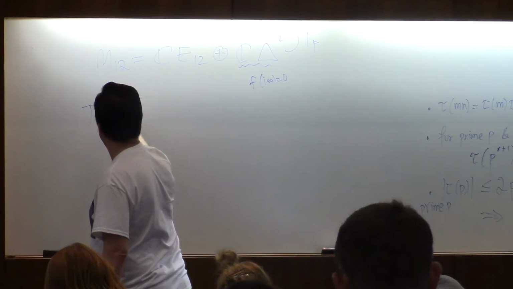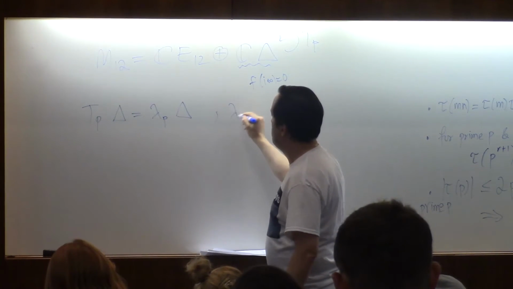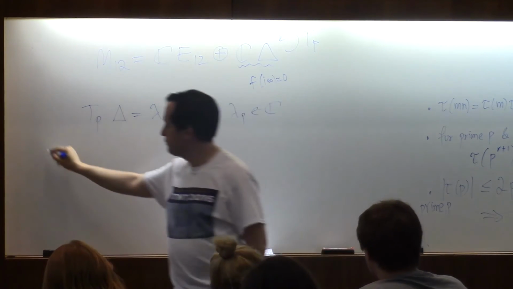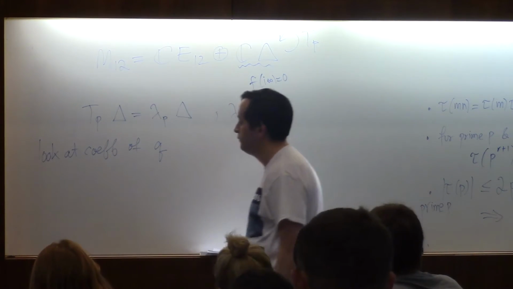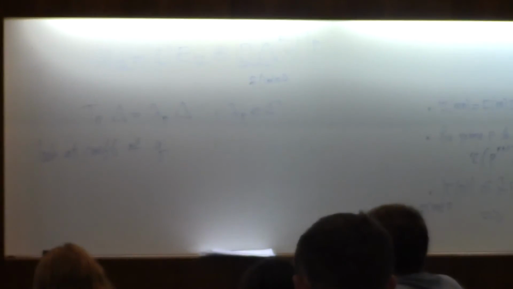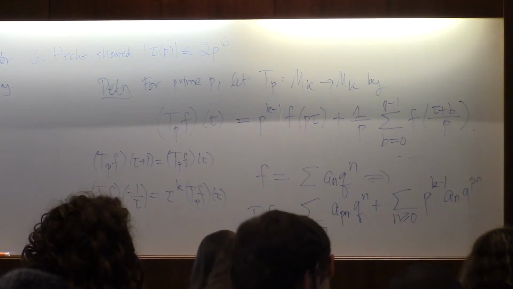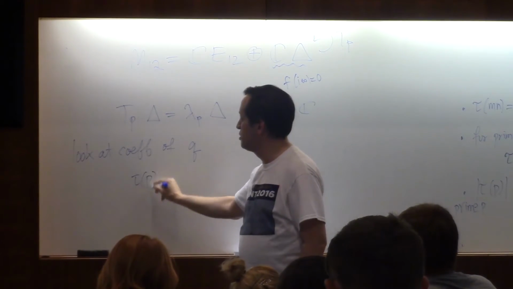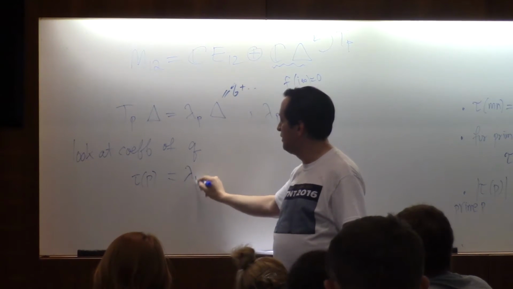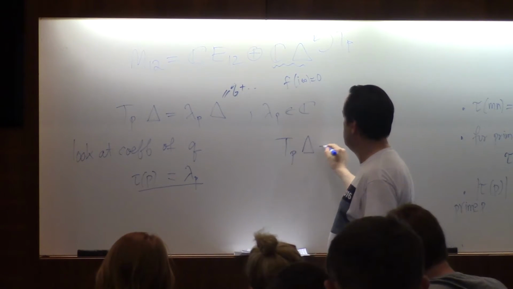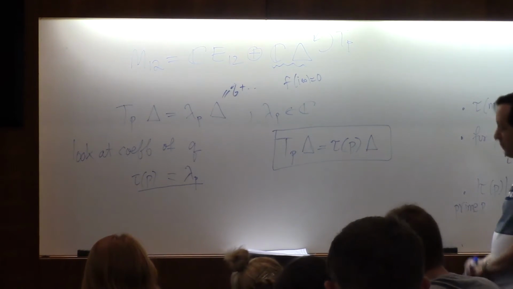So we get, since it's a one-dimensional space, that T_p delta has to be a scalar multiple of delta for some complex number lambda_p. Look at the coefficient of q. What's the coefficient of q in T_p f? You never get a q to the first from the second sum, you just get a_p. So the coefficient of q on this side is the coefficient of q to the p in the original thing. And on the other side, because delta starts off as q plus stuff, you just get lambda_p. So we can interpret the coefficient tau(p) as an eigenvalue of a linear operator.